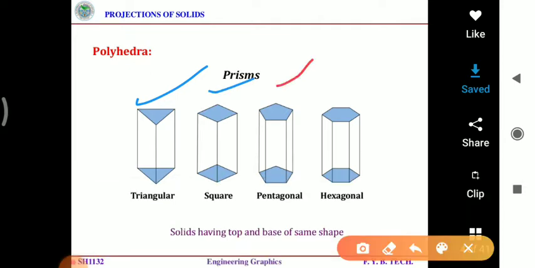This is the pentagonal prism, and the hexagonal prism. If you have an octagon, it becomes an octagonal prism. If you have a rectangular face, it becomes a rectangular prism. That way different types of solids are available.